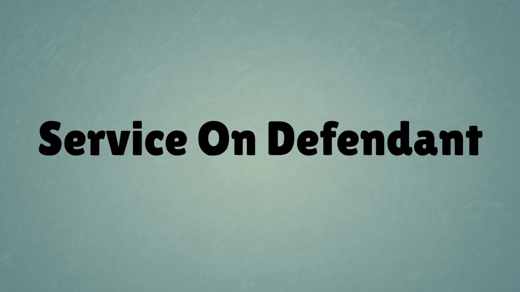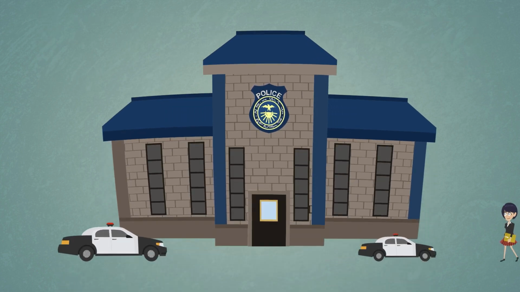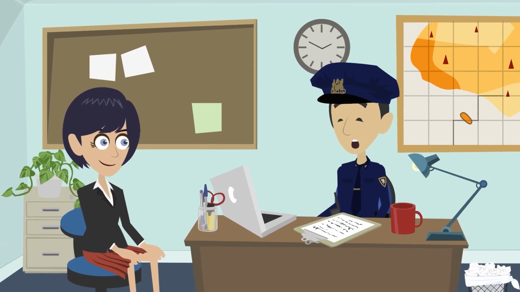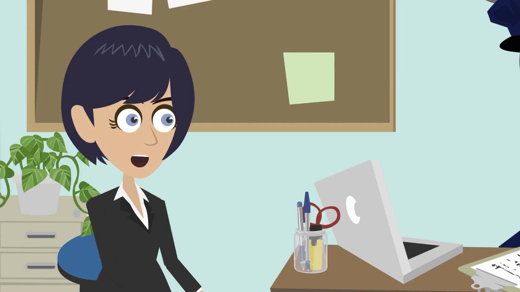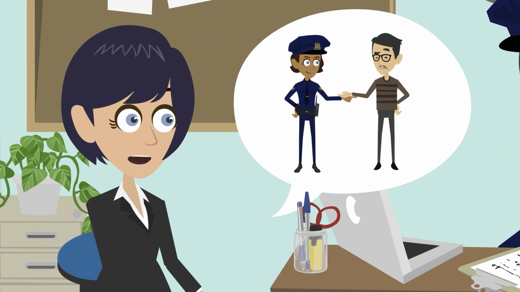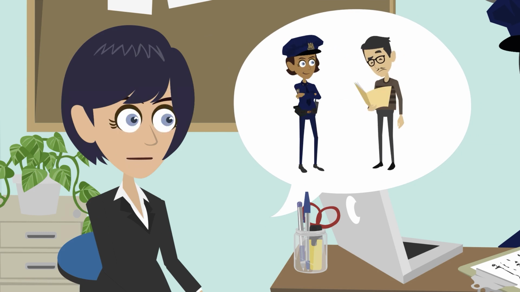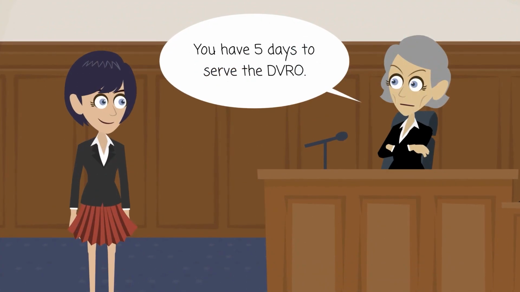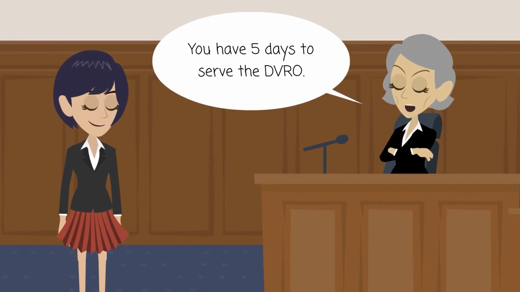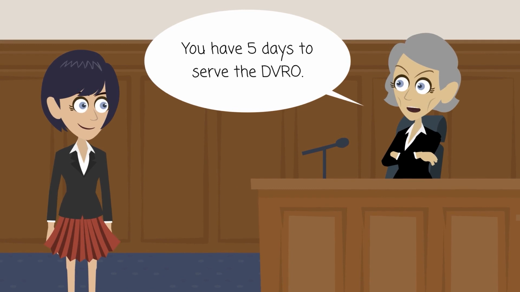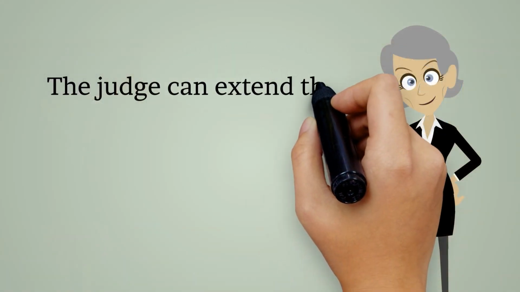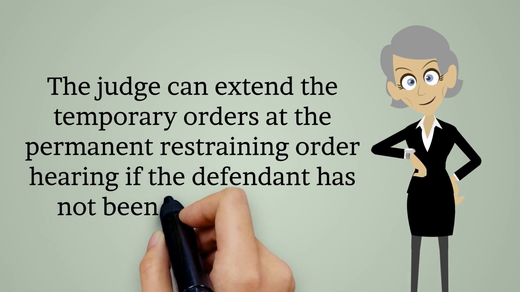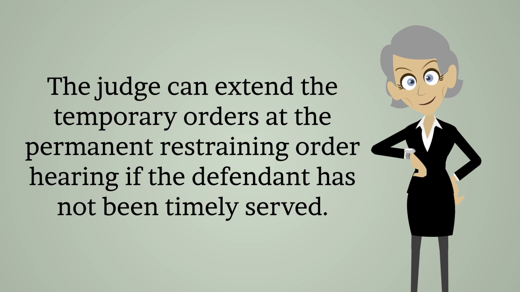Service on defendant. The plaintiff shall coordinate through the sheriff's office or law enforcement or professional process server or a third party to provide the defendant, the party to be restrained and alleged perpetrator, with a copy of all court papers for the domestic violence restraining order and supporting papers. The judge will order a deadline for the plaintiff to serve the defendant with the domestic violence restraining order paperwork prior to the hearing. The judge can extend the temporary restraining order at the permanent restraining order hearing if the defendant has not been served or has not been timely served.